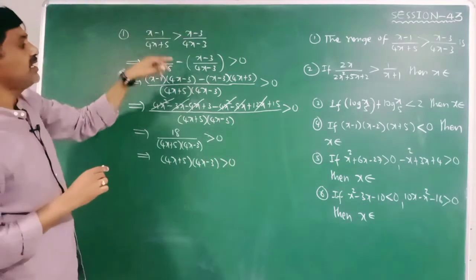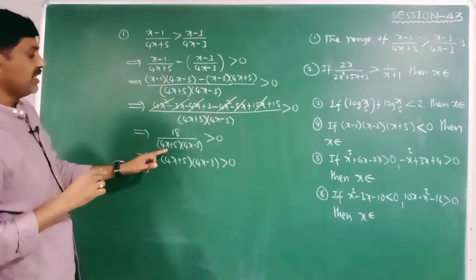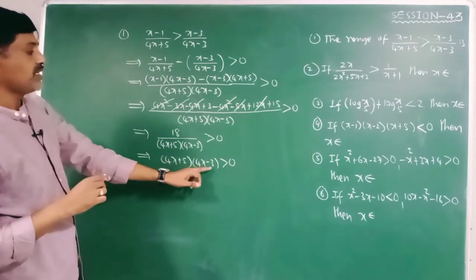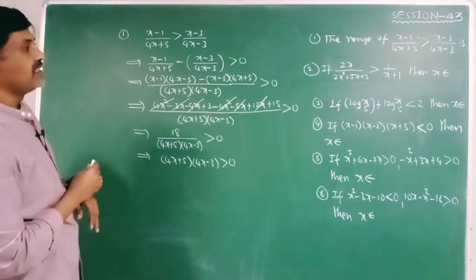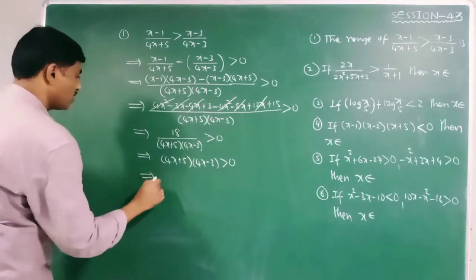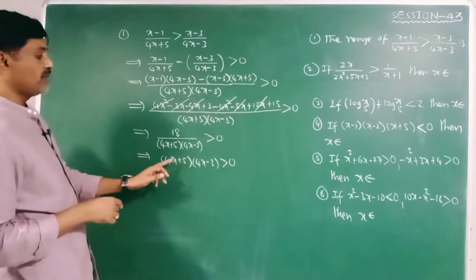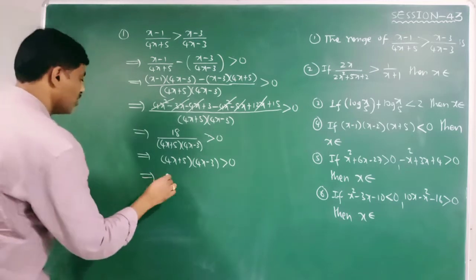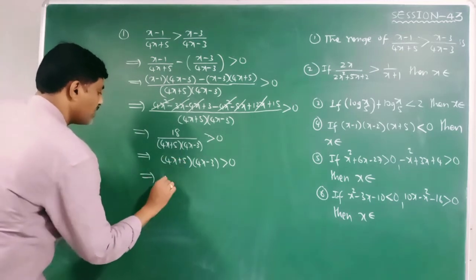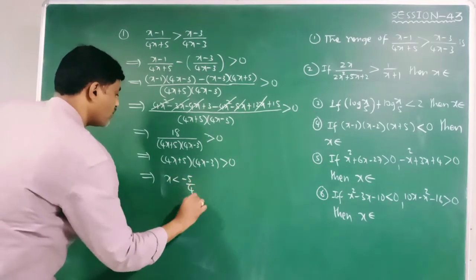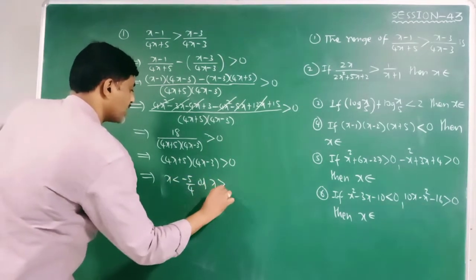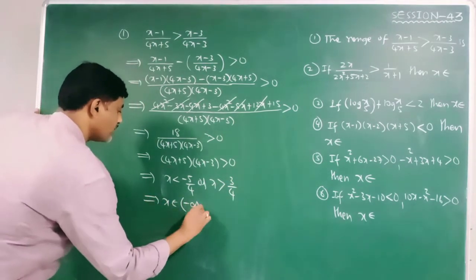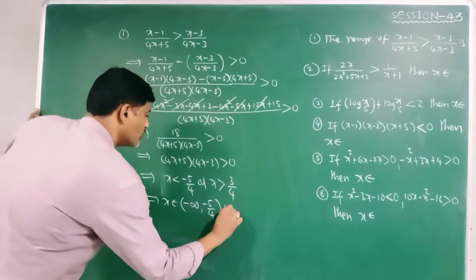Simplifying, we got 18 by (4x plus 5) into (4x minus 3), so (4x plus 5) into (4x minus 3) should be greater than 0. This implies the roots are minus 5 by 4 and 3 by 4. Whenever it is greater than 0, it does not lie between the roots. Clearly x is less than minus 5 by 4 or x is greater than 3 by 4.